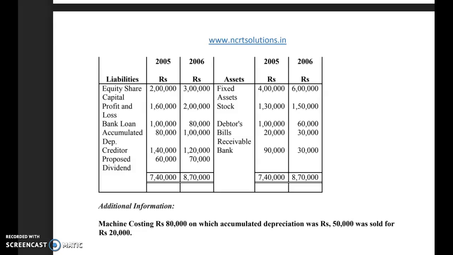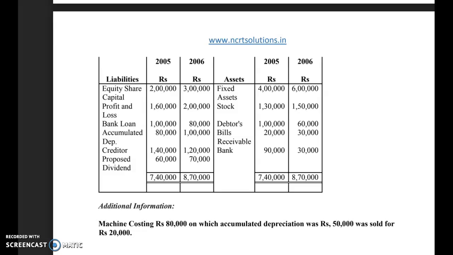Dear students, in our last class, we learned how to calculate cash flow from the various types of activities: operating activities, investing activities, and financing activities. We also learned how to solve the numericals relating to the preparation of a cash flow statement while calculating cash flow from the different types of activities. In today's class, we will learn how to prepare the cash flow statement when some additional information is given.